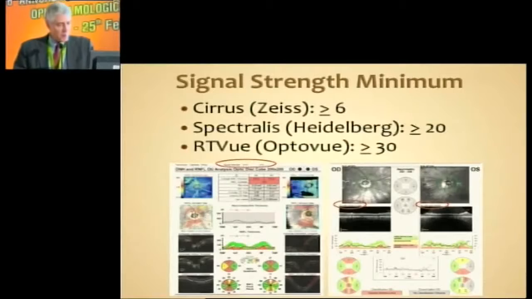So in terms of what we accept for minimums, you've got to have a reliable scan to compare them. The cutoffs are different for each machine. So the Cirrus has to be greater than 6. Spectralis greater than or equal to 20. Rediview, it's greater than or equal to 30. Here's the Cirrus. These are a couple of unreliable scans. You have to have greater than or equal to 6. And then this one is also, I think, unreliable, this one isn't. But this is just barely reliable. But you can see, you start seeing neurofibrillary analyses that are not really very reliable if you get these, where the quality of the scan is very low.